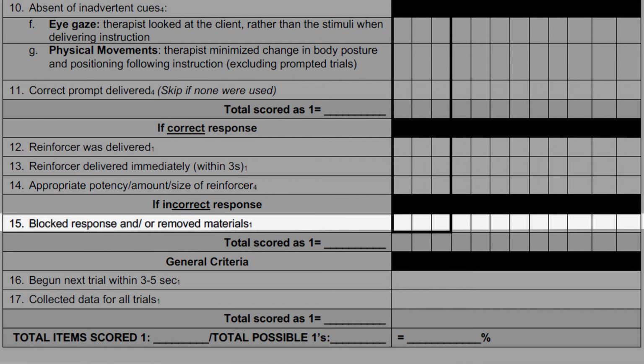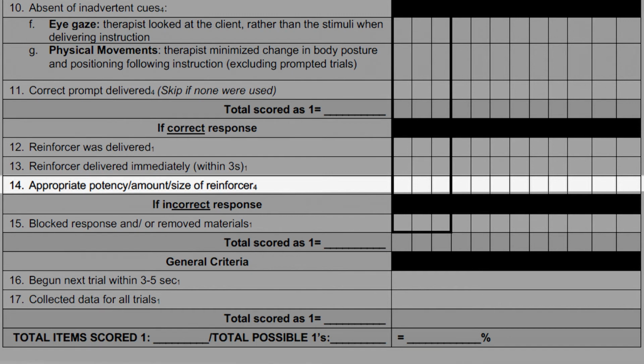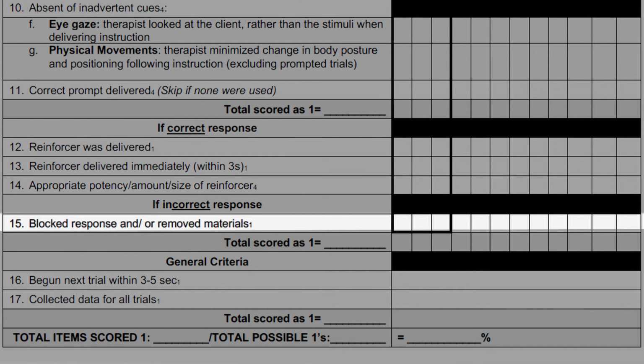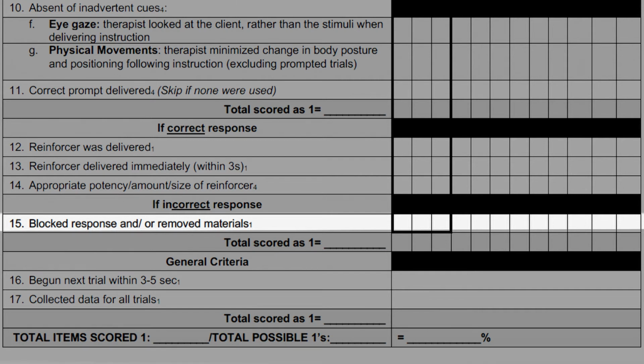Now, if the learner responded incorrectly in the trial, you would mark NA on steps 12, 13, and 14. You would then move straight to 15, which is if an incorrect response occurs. If an incorrect response occurs, the RBT should attempt to block the response and remove all materials. Let's see what this looks like. Touch red. Removing all materials will signal the end of the trial.